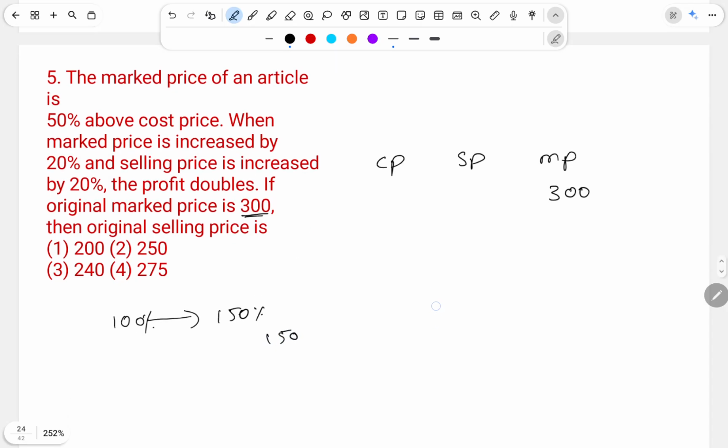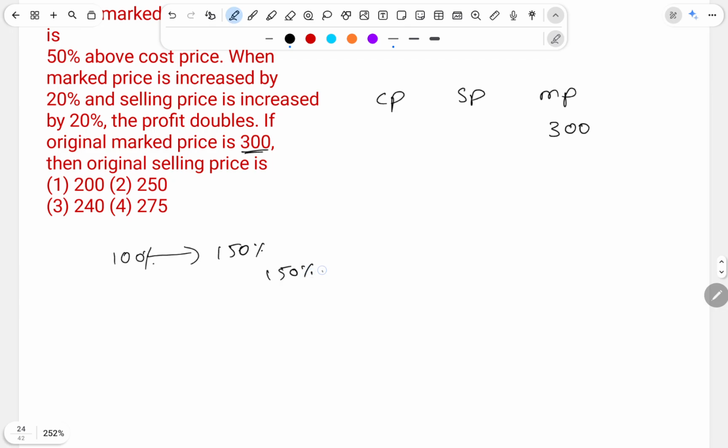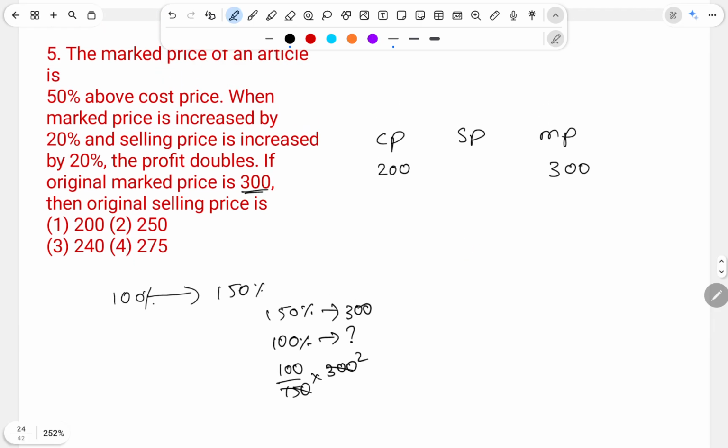150% is 300. Then 100% will be how much? 100 by 150 into 300. So 100 into 2, 200. CP must be 200. Now, when market price is increased by 20%, what is 20% of 300? First of all, 10% of 300 is 30. 20% becomes 360.